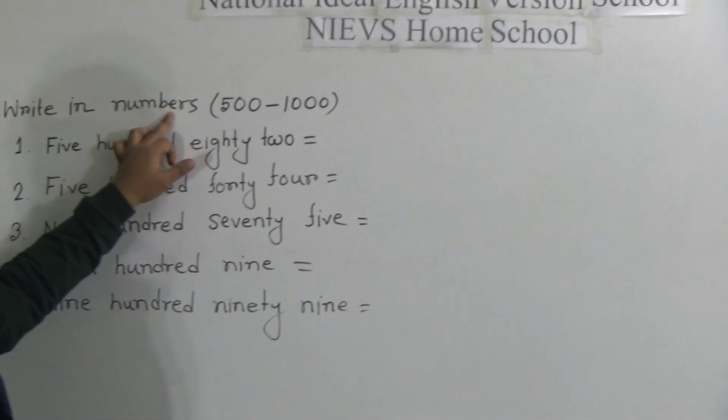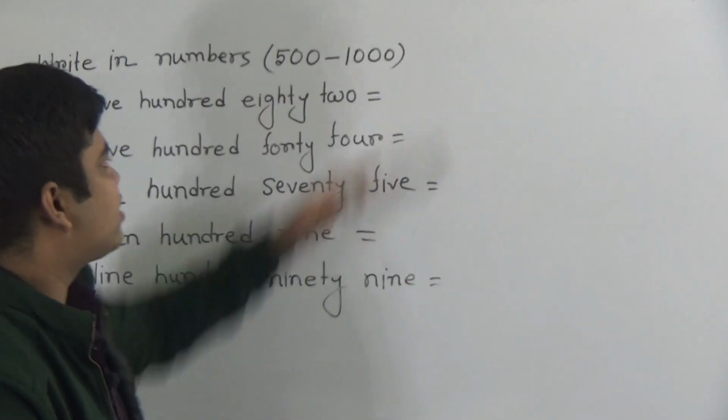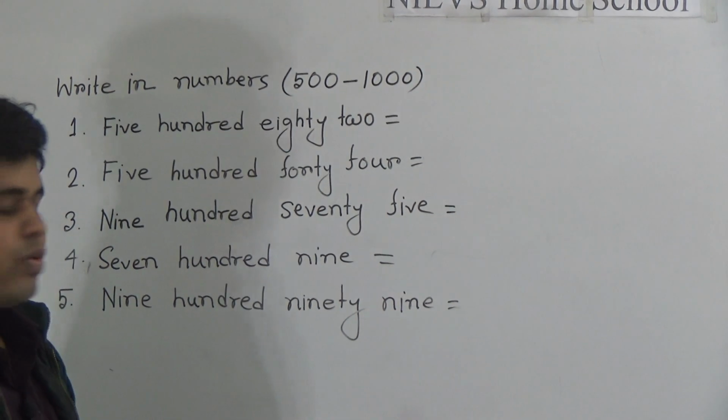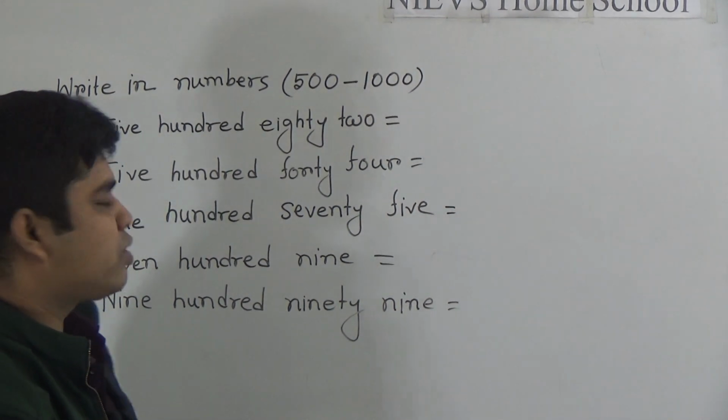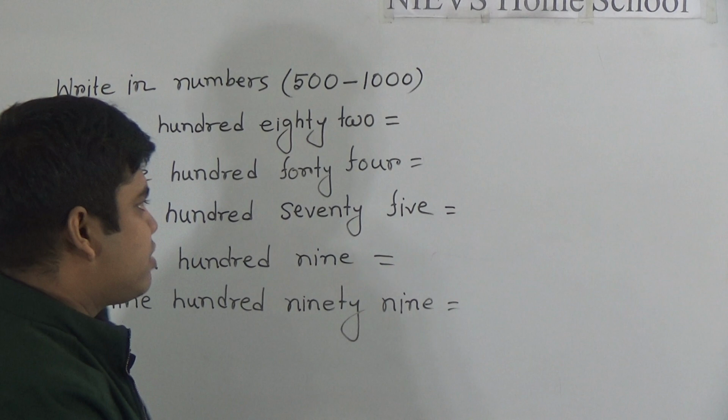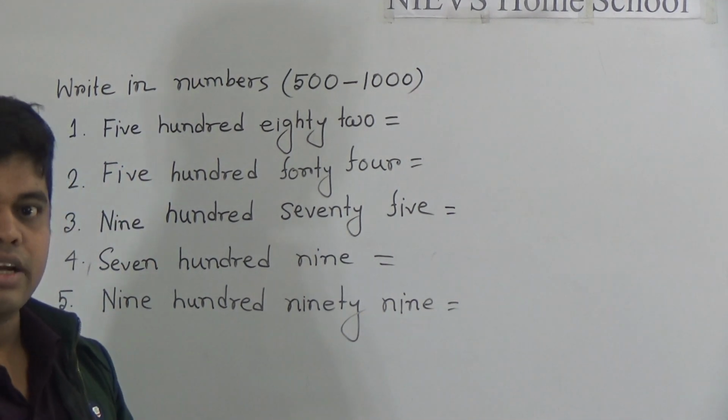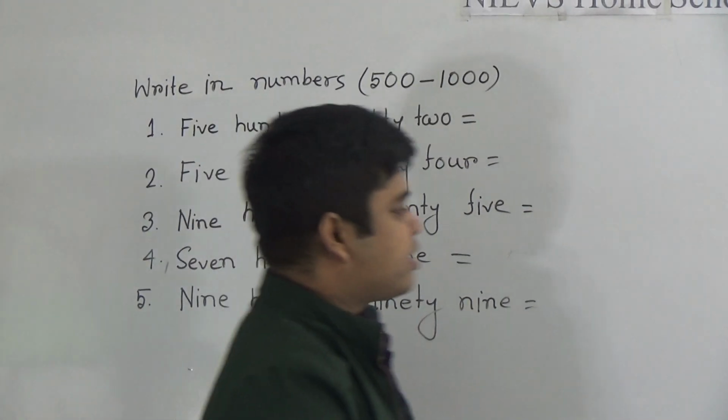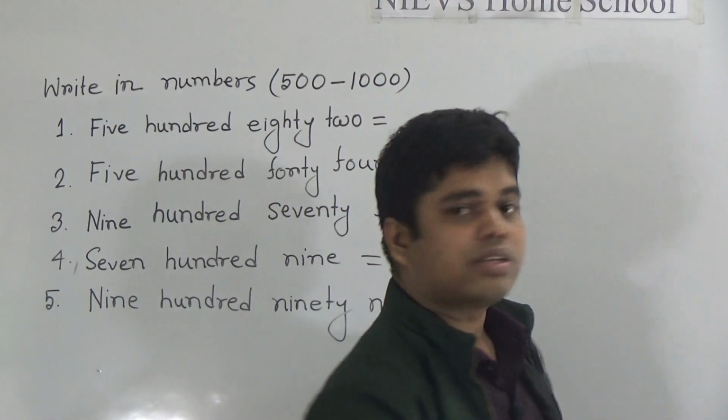Write in numbers 500 to 1000. In class junior 1, we have already learned from 1 to 500. But for your better understanding, I will recall it again. So, my dear students, before starting our class, please notice the board.